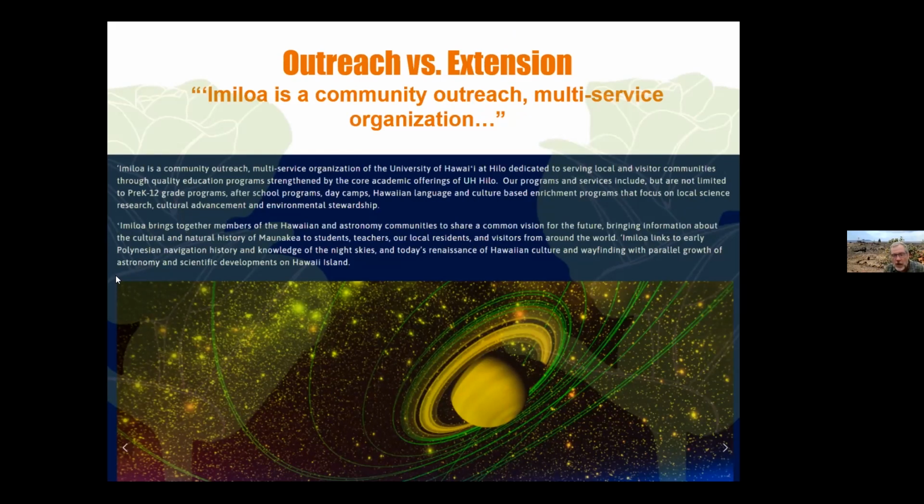Outreach covers a lot of things. One example is, I grabbed this screenshot from Imiloa, and I can see Imiloa from my office. They're the outreach program of the astronomers. Imiloa is a community outreach multi-service organization of the University of Hawaii. Now, their goal is teaching the community about the cool science that the astronomers are doing.